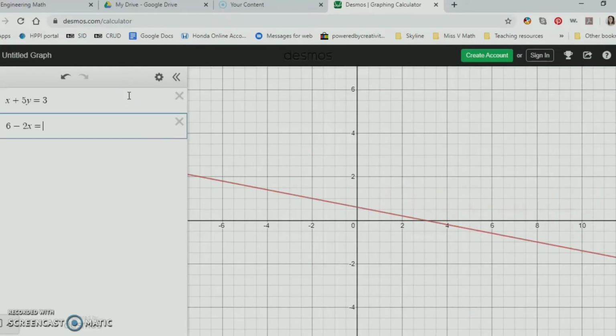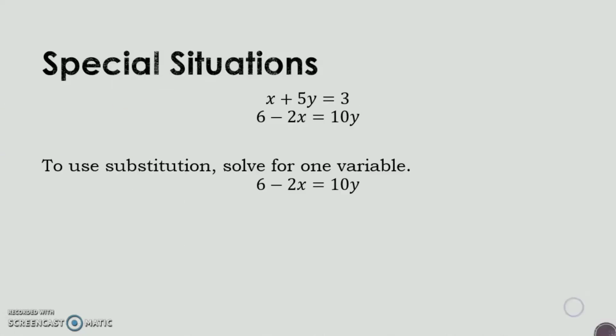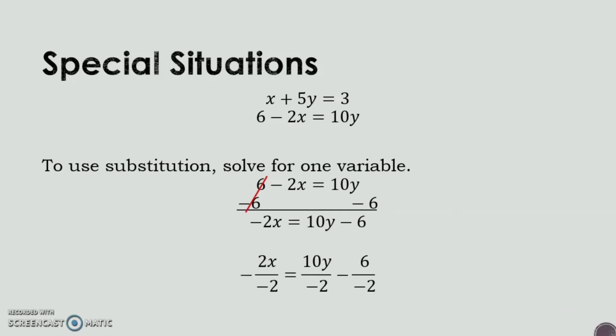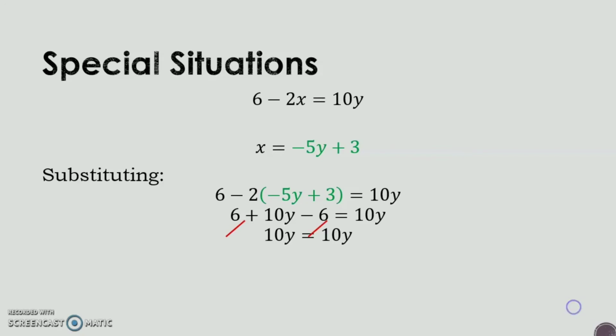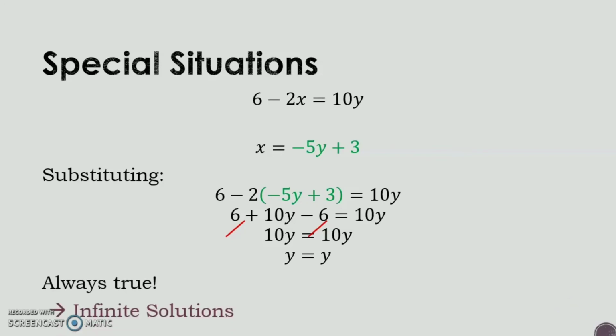As you can see, it turns out these two lines are actually the same line. So let's look at how we can prove that algebraically. I'm going to go ahead and solve for x in the first equation, in other words, get x by itself. Then I'm going to substitute that value into the second equation. So I'm replacing the x with 3 minus 5y, using distributive property, simplifying, the 6 and negative 6 cancel each other, and I come to y equals y, a statement which is always true.